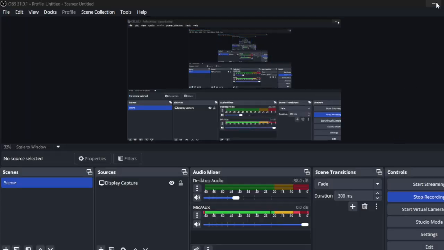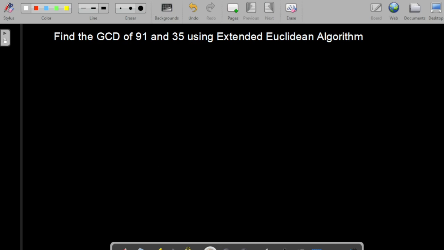In this video we are going to find out the GCD of two numbers using a special algorithm called the extended Euclidean algorithm. There are many other ways, but this is a very special process which is also used to solve congruences. So let us start.